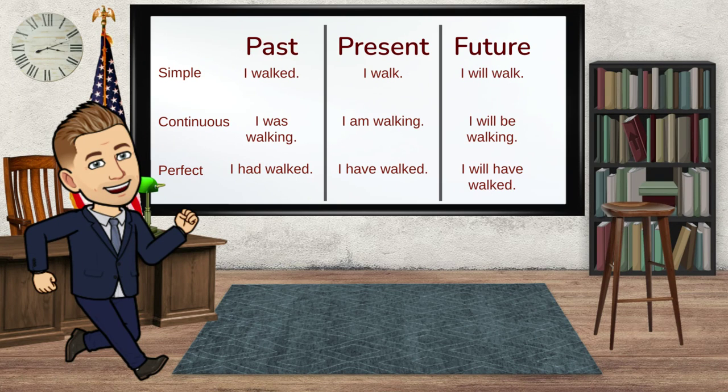So I walked is the past simple. I was walking is the past continuous. I had walked is your past perfect. I walk is your present simple. Today we're going to be discussing the present continuous, I am walking. And then in the future we're going to be doing I have walked, I will walk, I will be walking, and I will have walked.